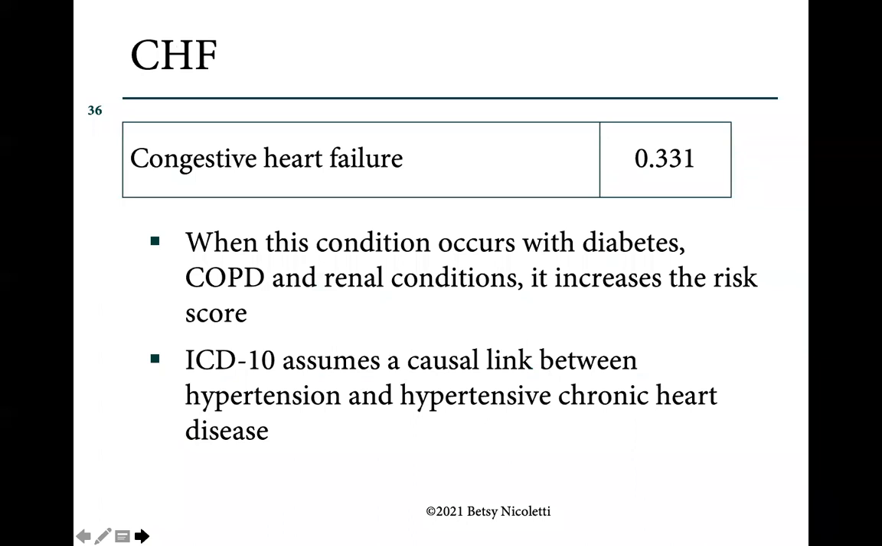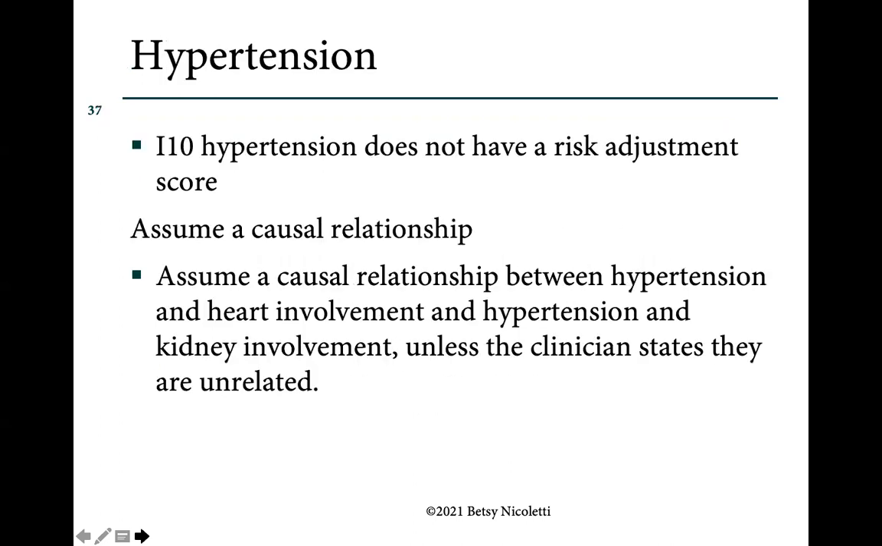ICD-10 assumes a causal link between hypertension and hypertensive chronic heart disease and chronic kidney disease. So I10 doesn't risk adjust. When I tell this to clinicians, they're sometimes surprised, and I can see why. So hypertension doesn't have a risk-adjusted factor. But if the patient has hypertension and heart involvement, or hypertension and kidney involvement, those are assumed to be a causal relationship unless the clinician states they are unrelated.